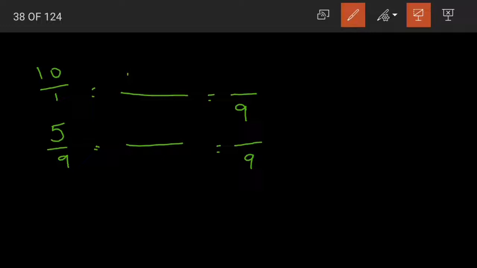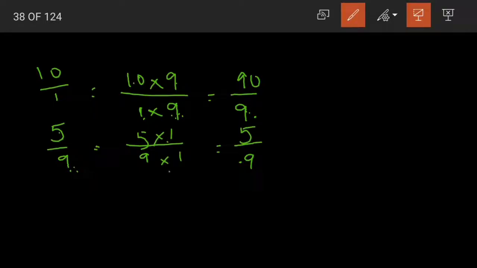So now we need to convert these unlike fractions into like fractions which have 9 as their denominator. Now what should we multiply 1 with? 1 nine is 9. Yes. So again we need to multiply the numerator with 9 as well. 10 nines are 90. 9 ones are 9. Then we have 5 by 9. Yes, it is already having 9 in the denominator. So if you want, we can simply multiply it with 1. 5 ones are 5 and 9 ones are 9, or leave it as it is.